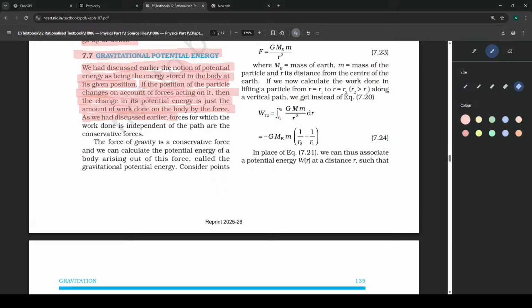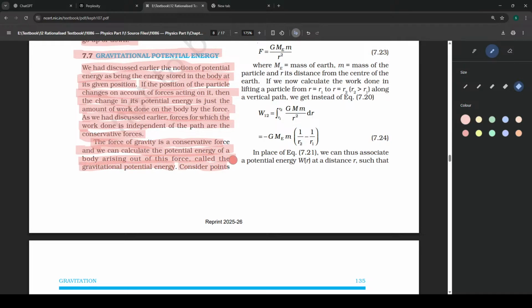As we had discussed earlier, forces for which the work done is independent of the path are conservative forces. The forces where the work done does not depend on the path taken or followed are called conservative forces. The force of gravity is also a conservative force, and we can calculate the potential energy of a body arising out of this force, called the gravitational potential energy.